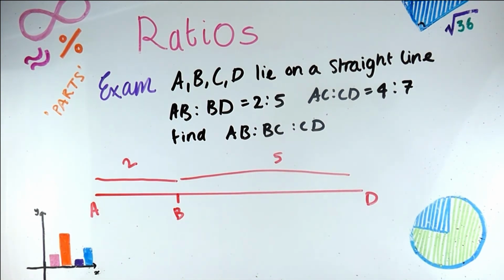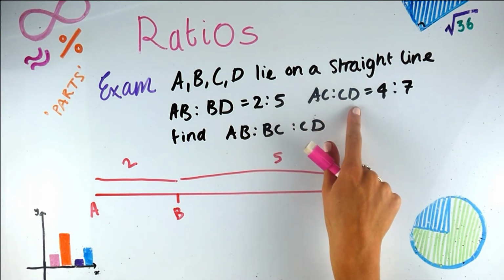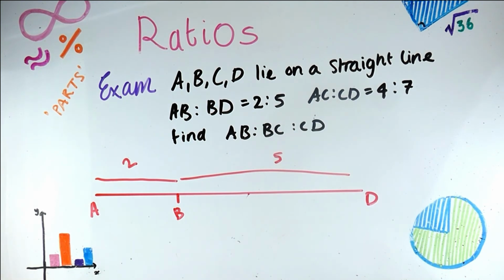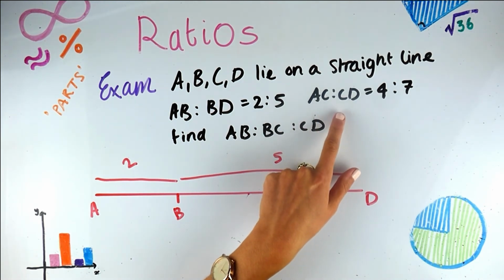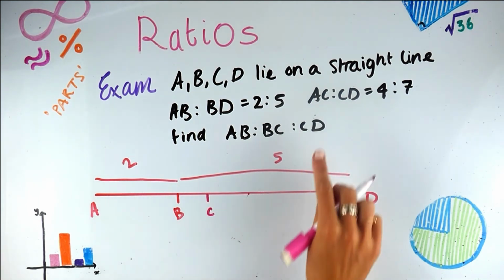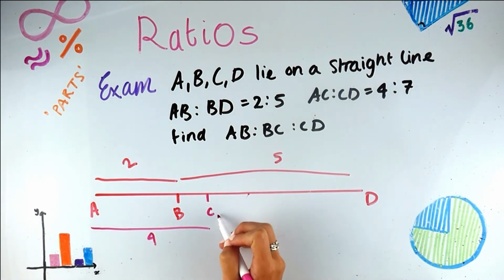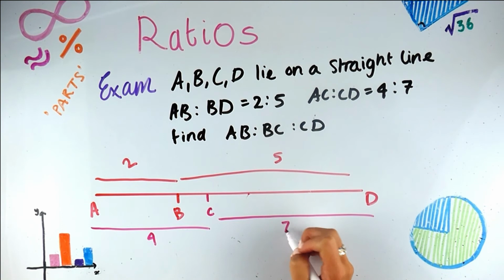Righty-ho, that's not the only bit we've got to worry about. What about this second bit? So we've got AC and CD is in a ratio 4 to 7. Okay, so I now need to put point C on there, so we can look at this. So A to C, C to D is 4 to 7. So if I put C about here, I know that A to C is 4 parts and C to D is 7. This is obviously very rushed.